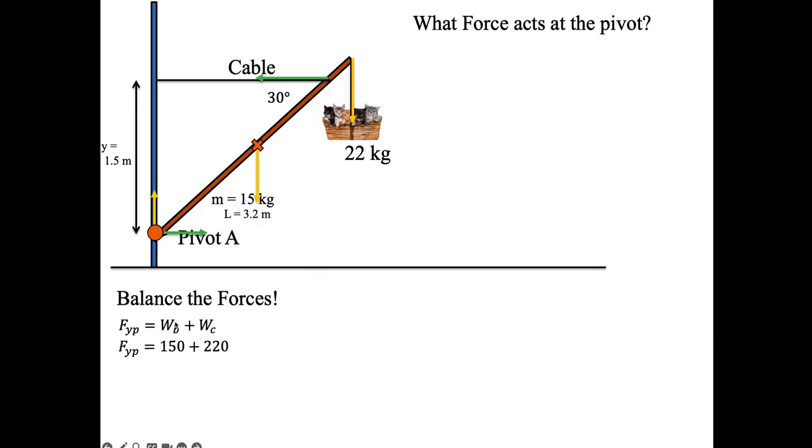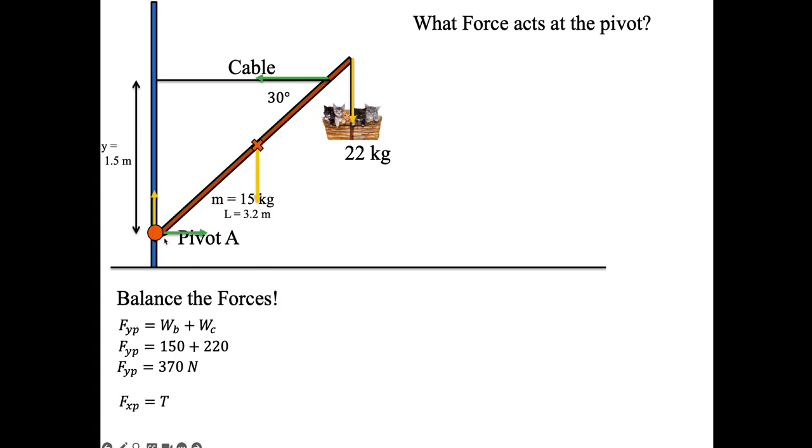Okay, now, I know how much the bar and the kittens weigh, right? So 15 kilograms, 22 kilograms, so that's 150 newtons, 220 newtons. So the Y part of the pivot force, I'm already halfway there, right? What forces act at the pivot? I'm already halfway there. 370 newtons of vertical force acting upwards at the pivot. Great.